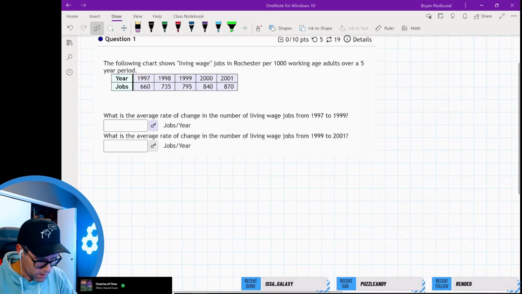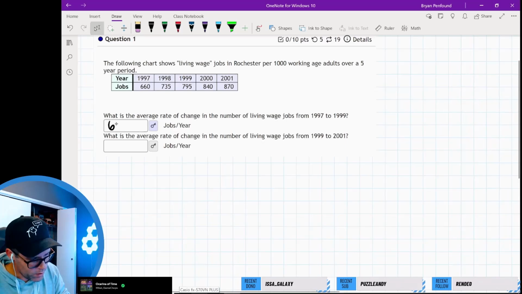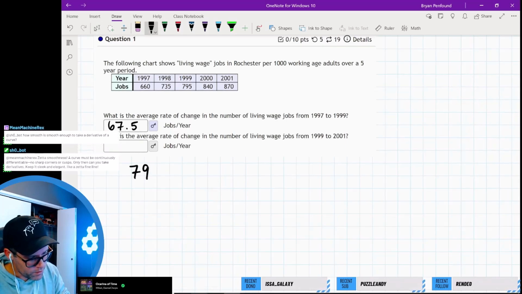Oh, wow. That was weird. What was it, 67.5? But basically, we're going to take the number of jobs at each timestamp here, which is this.